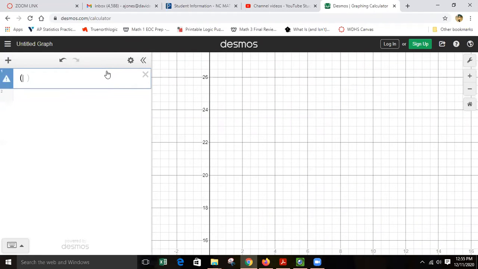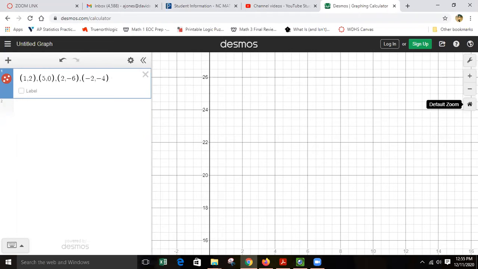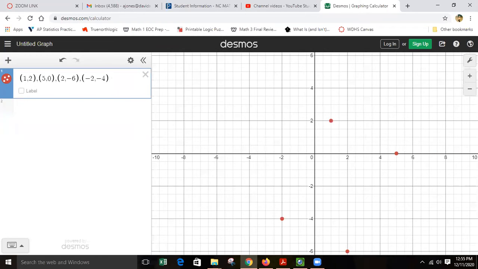We're going to have parenthesis, 1, 2, close your parenthesis, comma. Open your parenthesis, just like you see it on that paper, 5, 0, close your parenthesis, comma, 2, -6. I would suggest that you make sure that you're trying to put this in, comma, -2, comma, -4. I'm gonna hit the home button since I went everywhere on this screen so that I can see.